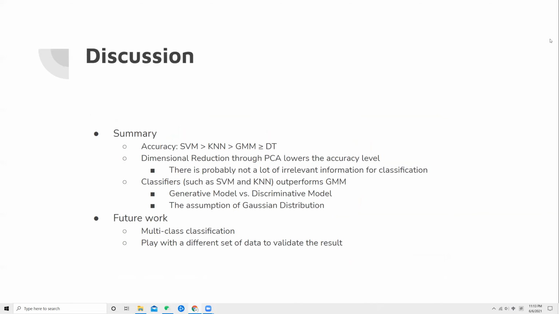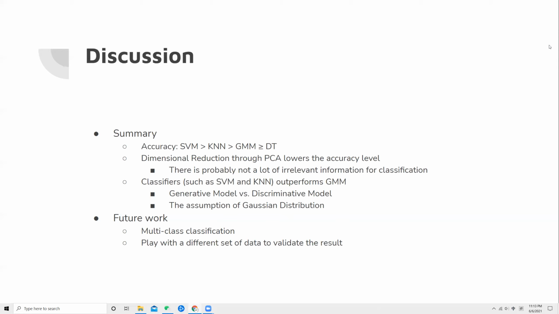So in summary, the accuracy order is SVM performs the best, then KNN, and then GMM, which is similar to the decision tree. One interesting observation we have in this study is that the dimensionality reduction method actually lowers the accuracy level. This is out of our expectation, because usually it could increase the accuracy level.